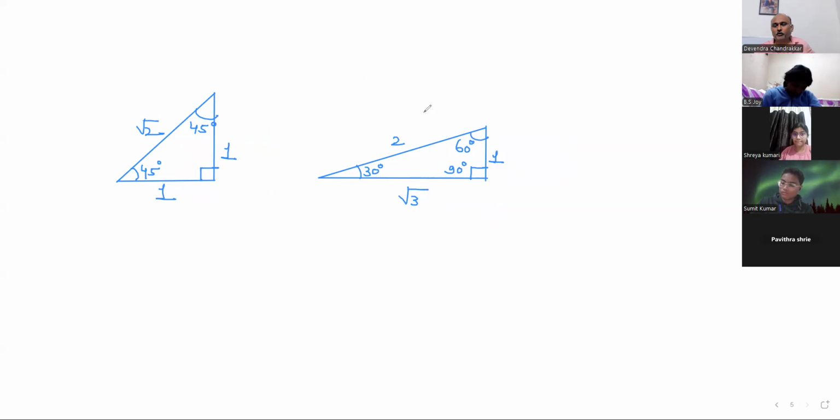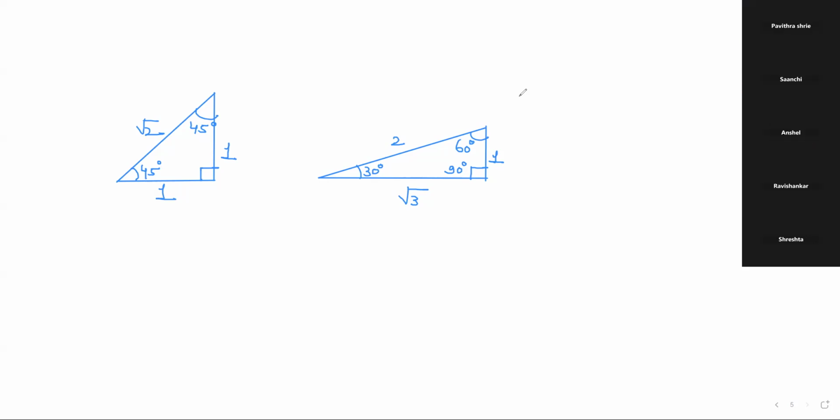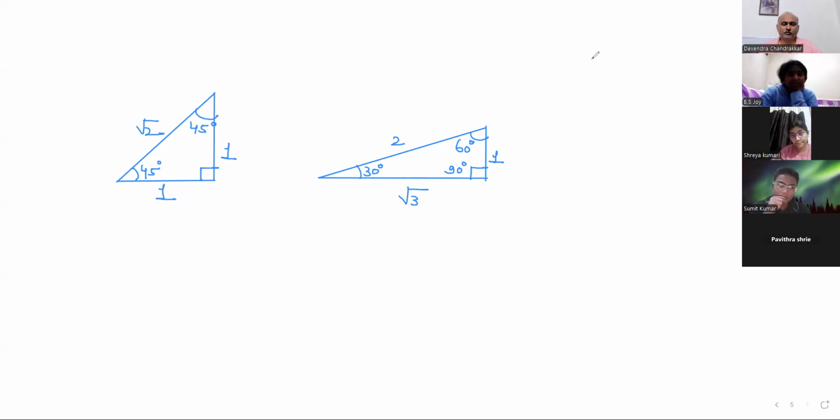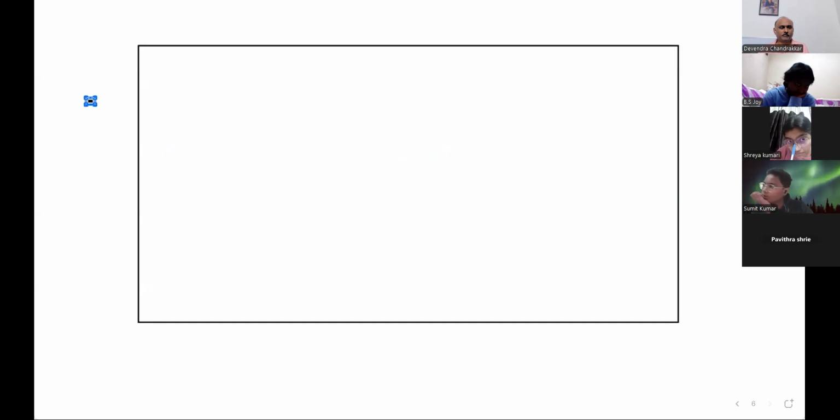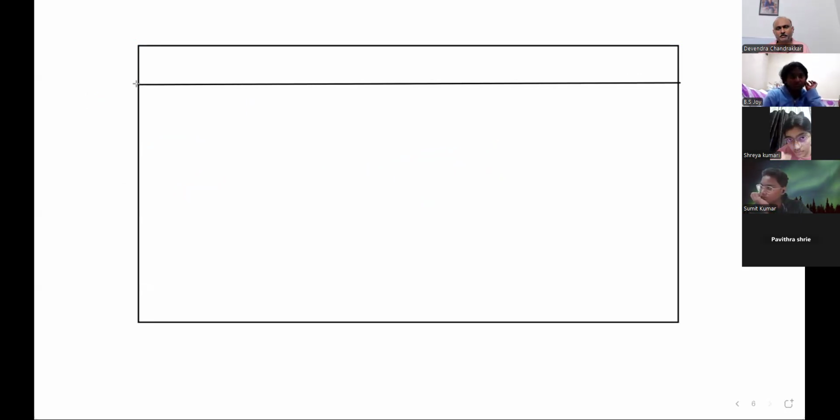Okay. I hope all of you are done with this. Triangles. Drawn the triangles. BS Joy, Shreya, Sumit, Pavitra, Shrestha, Ravi Shankar, Anshal, Sachi. Completed, sir. Noted. Very good. Yes, sir. So please draw the table with me. Theek hai. I'll do it quickly. Try to save some time.